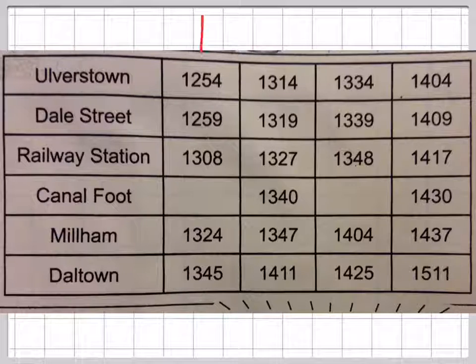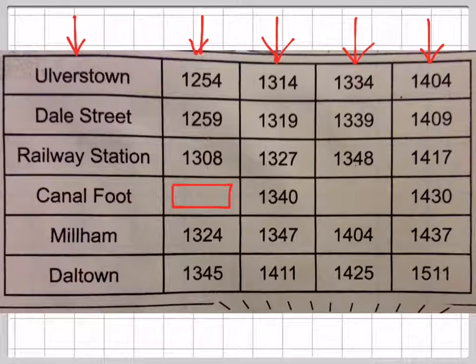Each of these downward columns is a bus journey. So this one's the first one, then we've got the second bus, then we've got the third bus, and then we've got the fourth bus. So they're all separate bus journeys. These names down here are the stops along the route. If you find an empty box like this one here, it means that that particular bus doesn't stop at that stop. So the first bus would go to Ulverston, Dale Street railway station, then it would go past Canalford and it would go straight to Millom and Doletown.